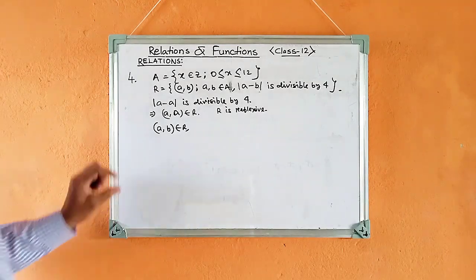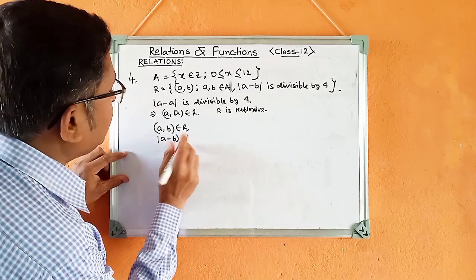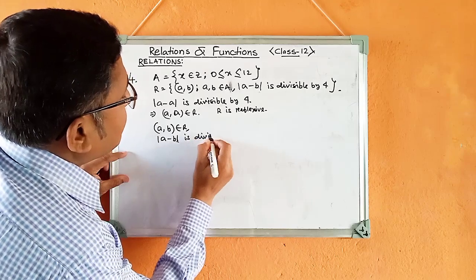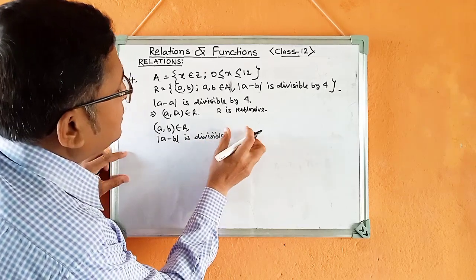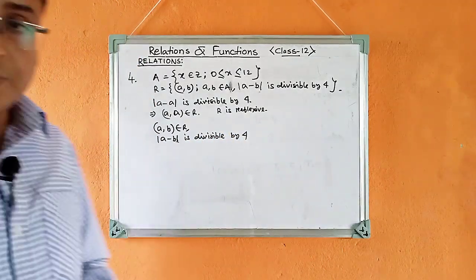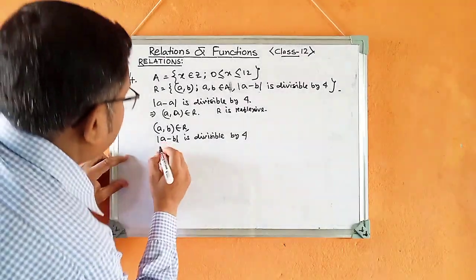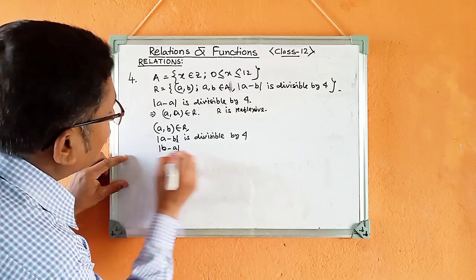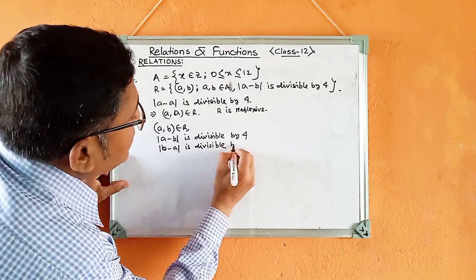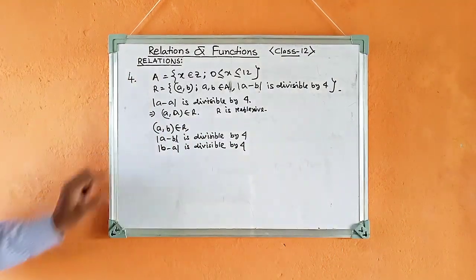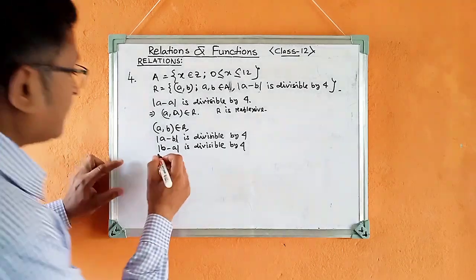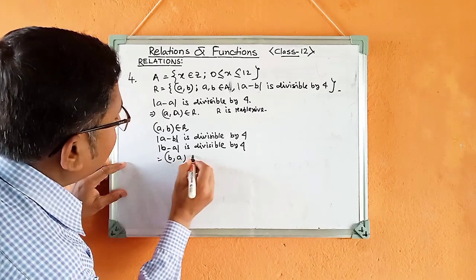So mod of A minus B is divisible by 4. So we can say that mod of B minus A is also divisible by 4. Okay, clear. So (B, A) belongs to R.